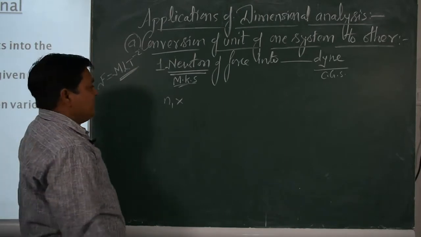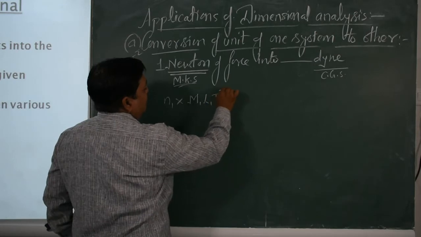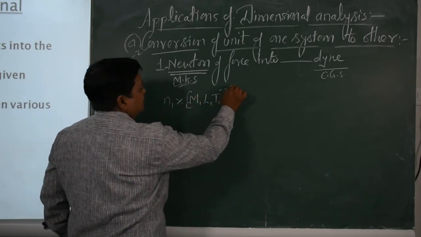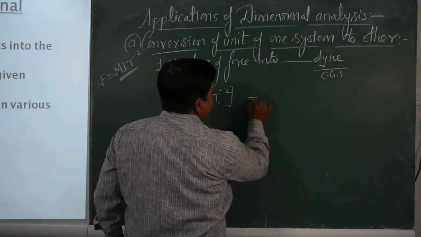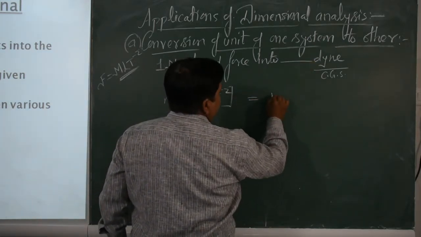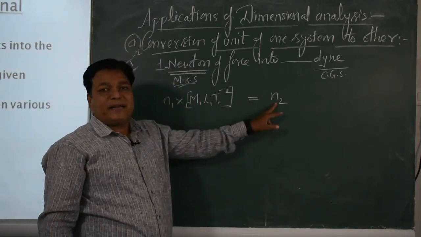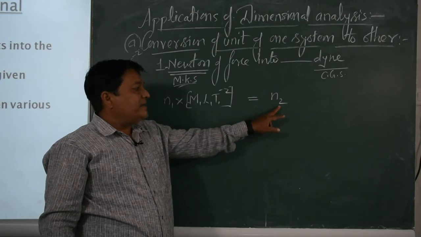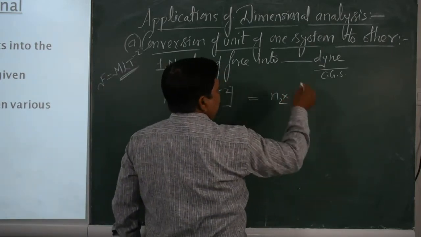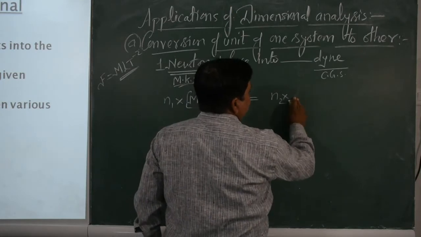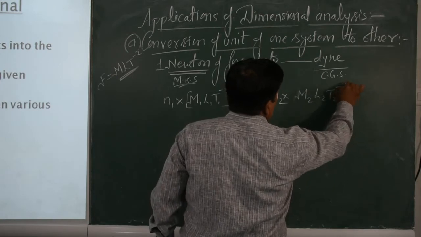Okay. So here we say for MKS system, the dimensional formula of force is M1 L1 T1 to the power minus 2. Now here we write the CGS system. The unit for the CGS system, we suppose it repeats n times. Okay, the number is n2 we say here, and the dimensional formula is the same as force, but the system is changed, so we write M2 L2 T to the power minus 2.